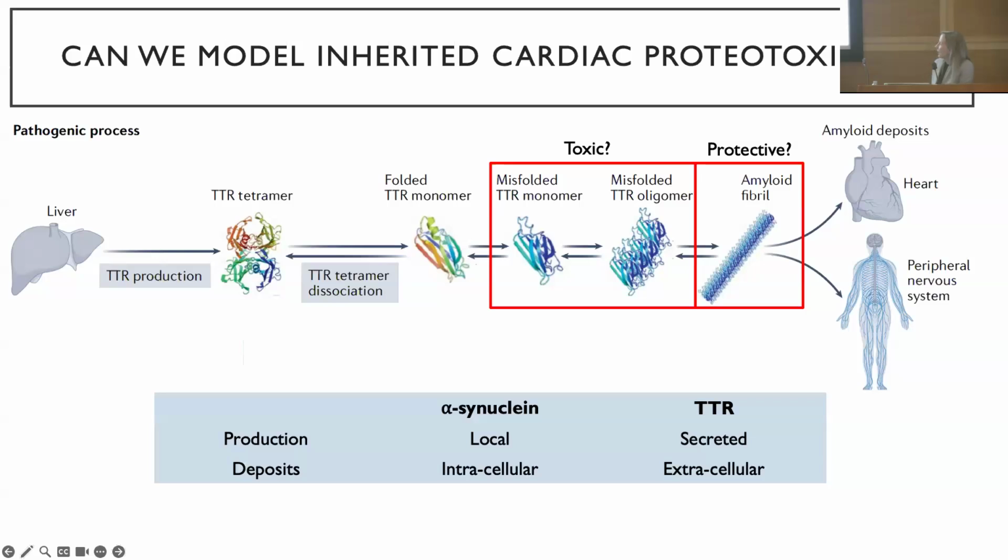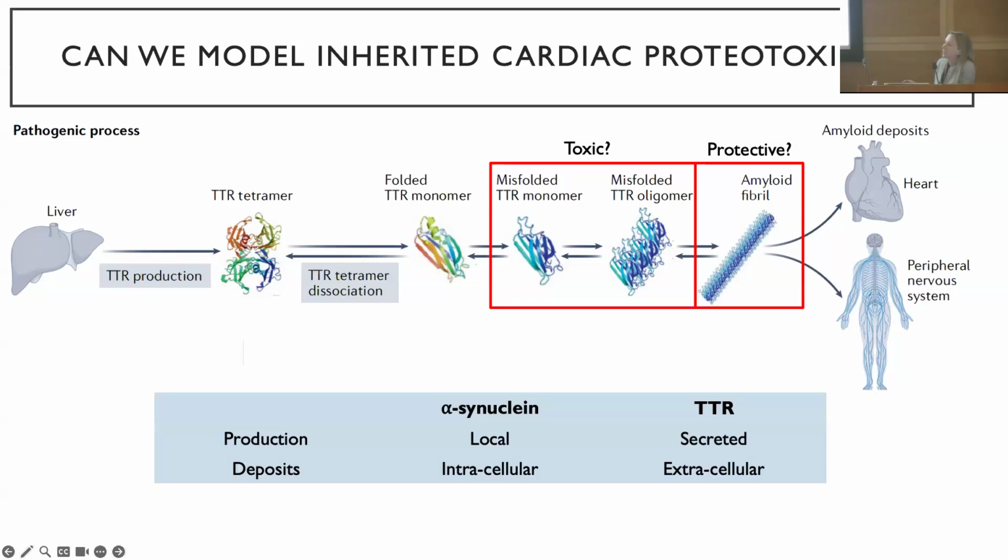So the questions that we decided to ask were really, can we determine why TTR deposits in certain tissues and not others? And also, which of these species is actually toxic? And those are questions that we thought we could answer in a stem cell system, bearing in mind that there are some differences between TTR and alpha-synuclein that are really important when you're thinking about designing this model.